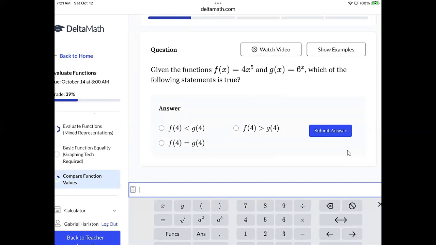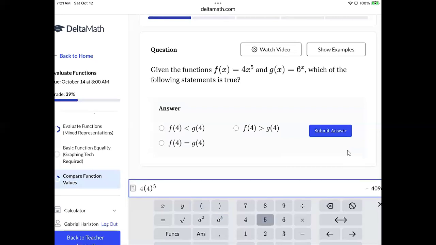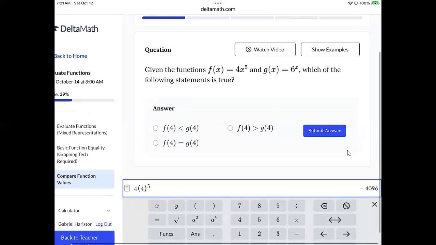So I'm going to look at the f of x function, and I'm going to replace the x with parentheses 4. So this is going to be 4 parentheses 4 raised to the fifth power, right? And if you look at our number, that's going to be 4,096. So f of 4 is 4,096.